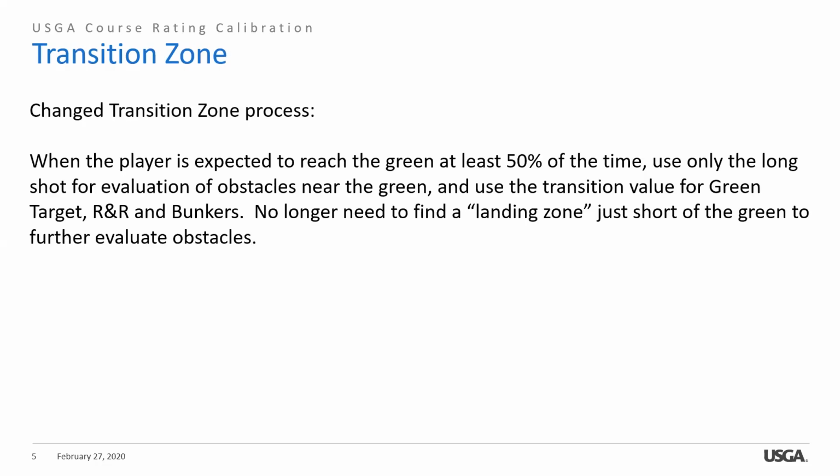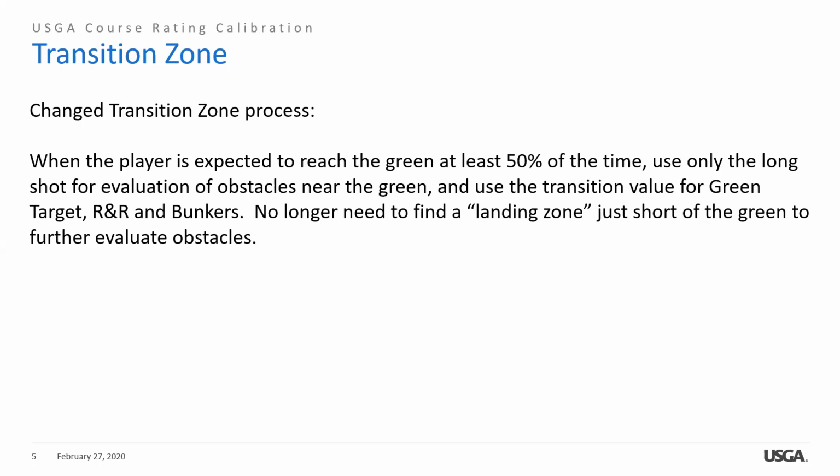So now we're going to use, when the player is expected to reach the green at least 50% of the time, only the long shot for the evaluation of the obstacles near the green, and then we'll use the transition value for the green target, R&R, and bunkers. And so we no longer need to find a landing zone just short of the green to further evaluate obstacles.